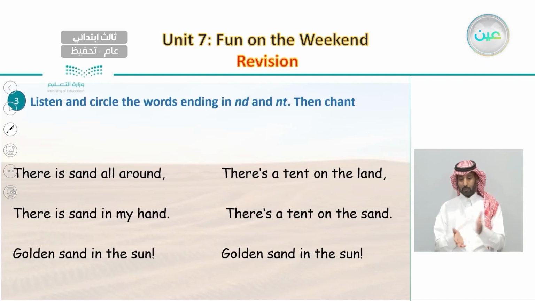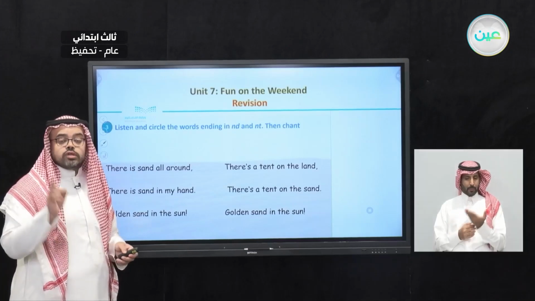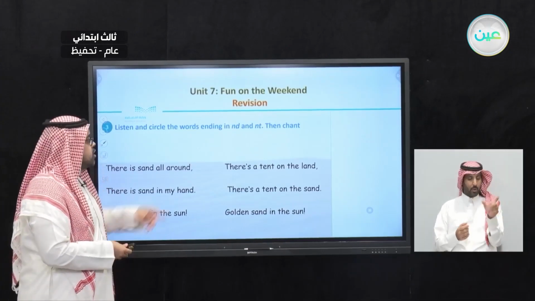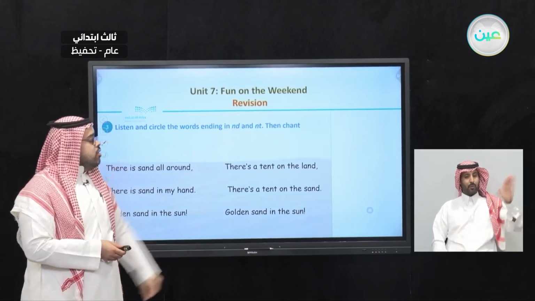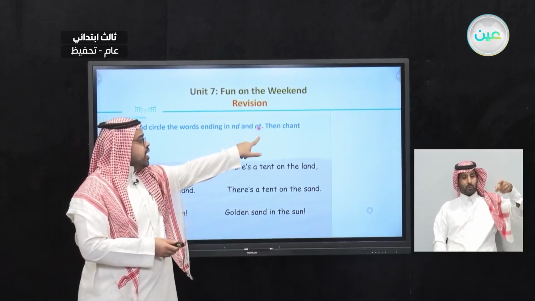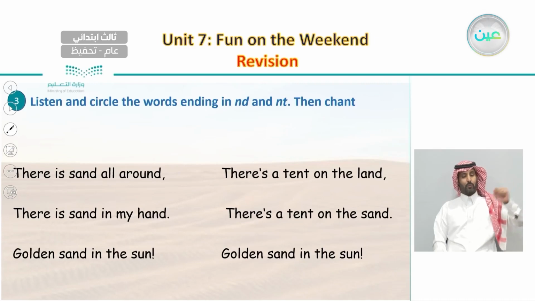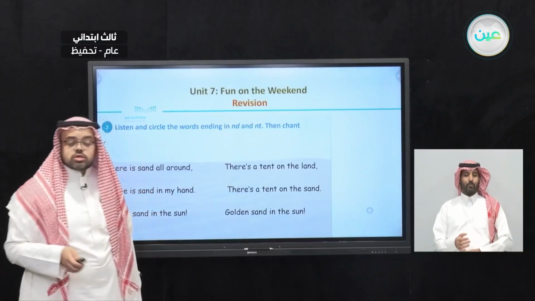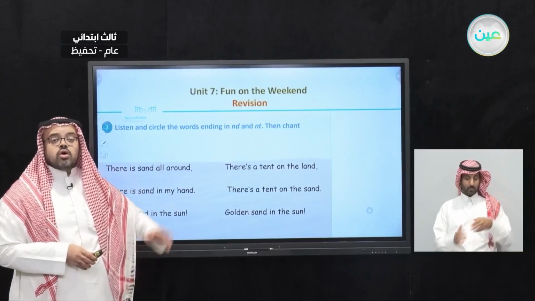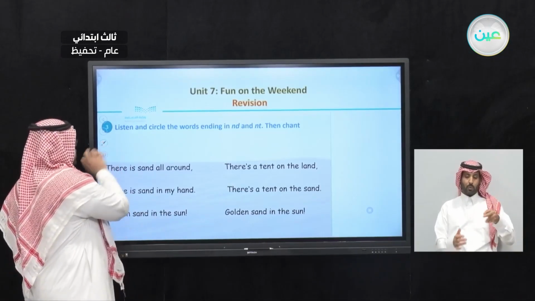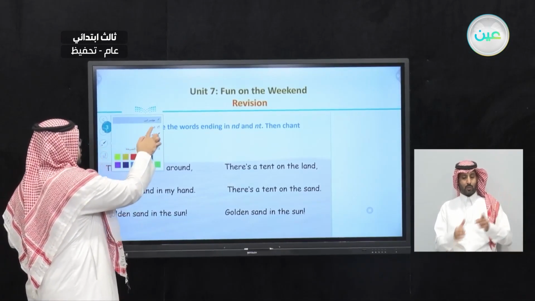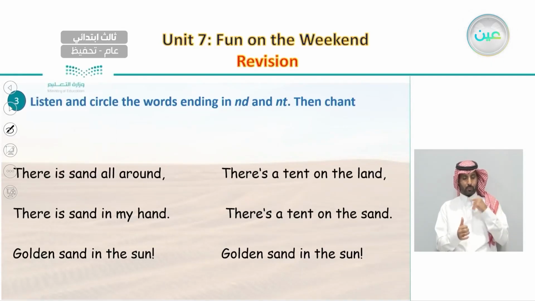Very well. Now, we did chant this chant, and we also circled the words that end with ND and also the words that end with NT. So let's try it now. Let's try to circle the words that end with ND or NT. So let's begin with our first sentence here. There is sand.